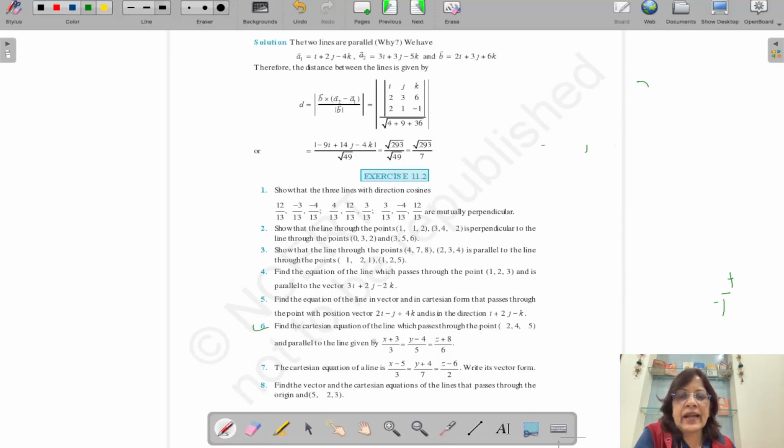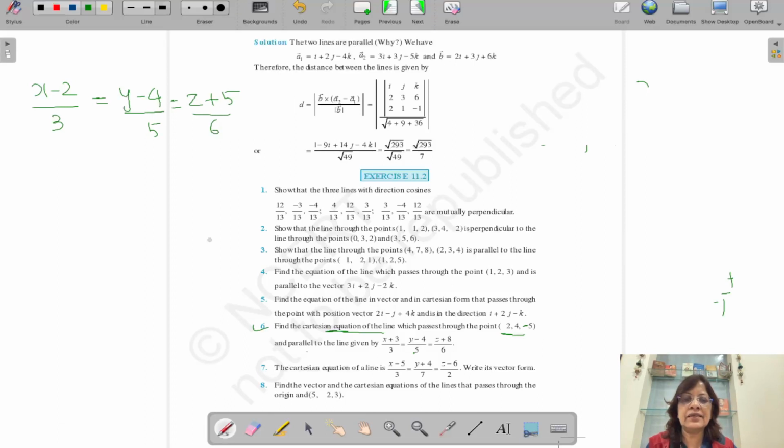Sixth question. Find the Cartesian equation of the line which passes through the point and is parallel to this. If two lines are parallel, that means the direction ratios are the same. So here, from your point, directly we can write x minus 2 upon, since the line is parallel, the direction ratios it will be 3. The point is y minus 4 upon 5, and I think there is a minus sign here. It should be z plus 5 upon, since the lines are parallel.